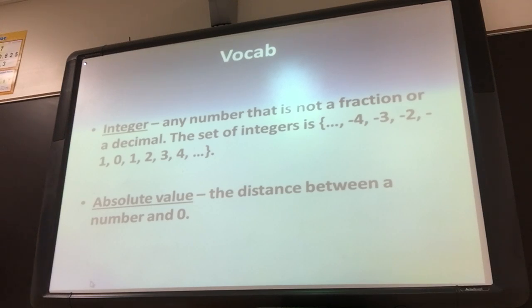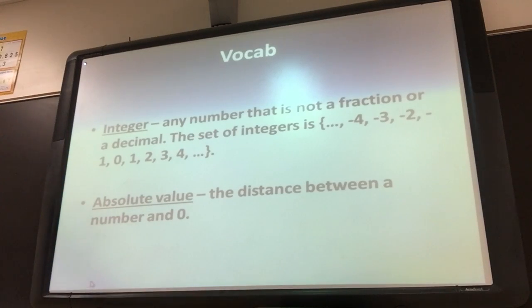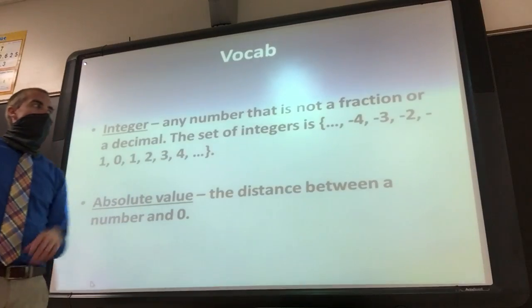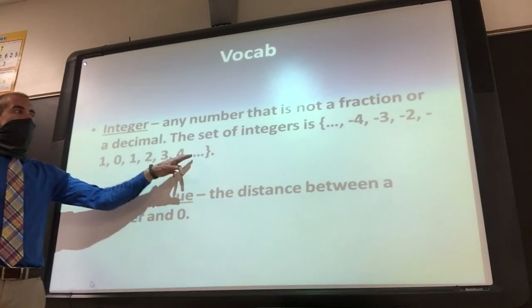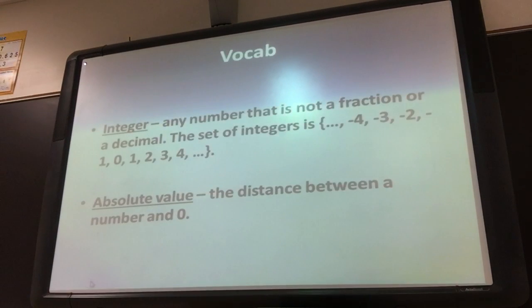So this, where it says the set of integers, in math, a set is just a collection of numbers that have something in common. So the set of integers, we write it with the curly brackets there. And these three dots at both ends of it, it means it keeps going on in that same pattern.